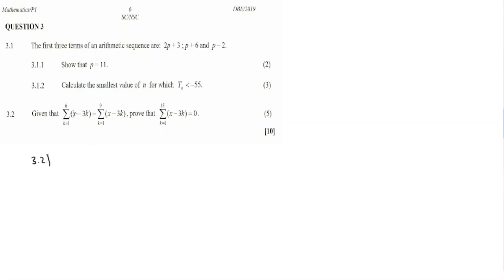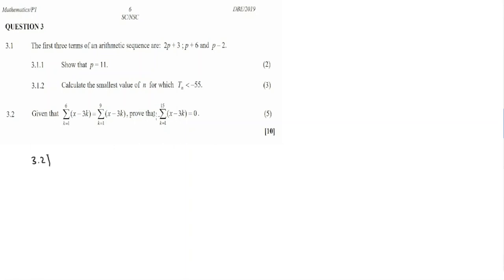Given the sigma of x minus 3k, where k is equal to 1, and the last term is the sixth term, equal to the sigma notation of x minus 3k, where k is equal to 1, and the last term is 9. Prove that this is equal to 0. So in order to prove that this is equal to 0, I need the value for x. I need to calculate the value for x because this is not complete.